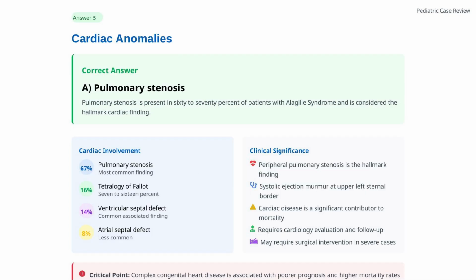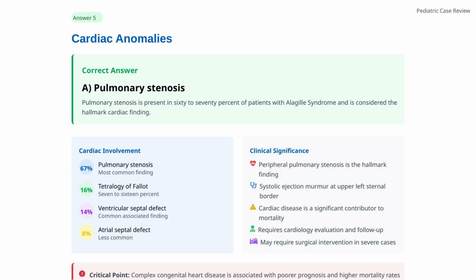The correct answer is A, pulmonary stenosis. Pulmonary stenosis is present in 60 to 70% of patients with Alagille syndrome and is considered the hallmark cardiac finding. Peripheral pulmonary stenosis is particularly characteristic. Tetralogy of Fallot occurs in 7 to 16% of cases, while ventricular septal defect and atrial septal defect are less common. Cardiac involvement in Alagille syndrome typically presents as a systolic ejection murmur best heard at the upper left sternal border.